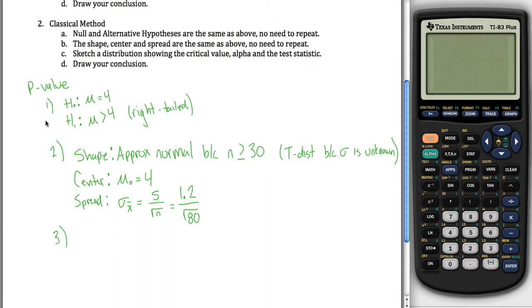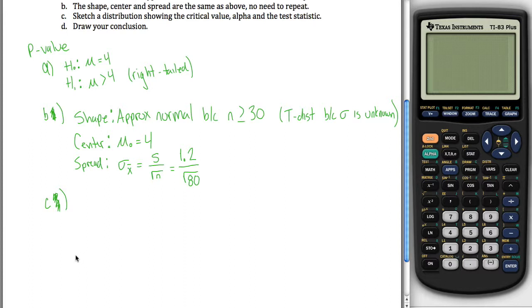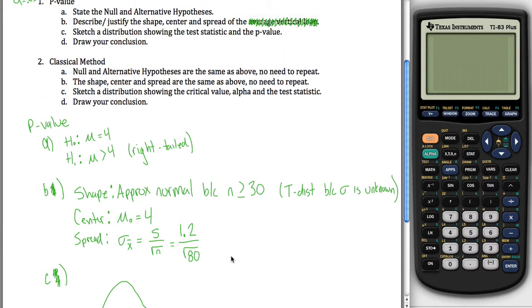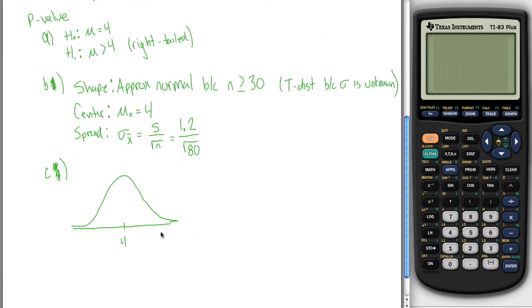And then third, I think these were A, B, C, D. Part C under the p-value says sketch a distribution showing the test statistic and the p-value. Okay, so draw a picture. I want my picture to be approximately normal because it says shape is approximately normal. I want the center to be 4. And what I got to do is figure out where to put my test statistic, where to put this 4.2. So 4.2 is out here somewhere.